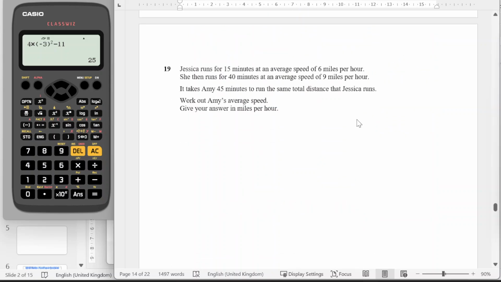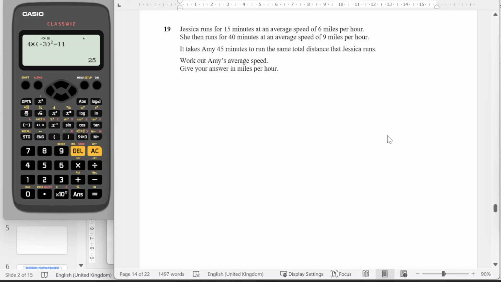Okay, question 19. Jessica runs for 15 minutes at an average speed of 16 miles per hour. She then runs for 40 minutes at an average speed of 9 miles per hour. It takes Amy 45 minutes to run the same distance that Jessica runs. Work out Amy's average speed. So this is a kind of a typical compound measures question. So in effect, we've got 2 bits of Jessica's journey. So I'm going to call it Jessica A and Jessica B, and then I'm going to call it Amy.